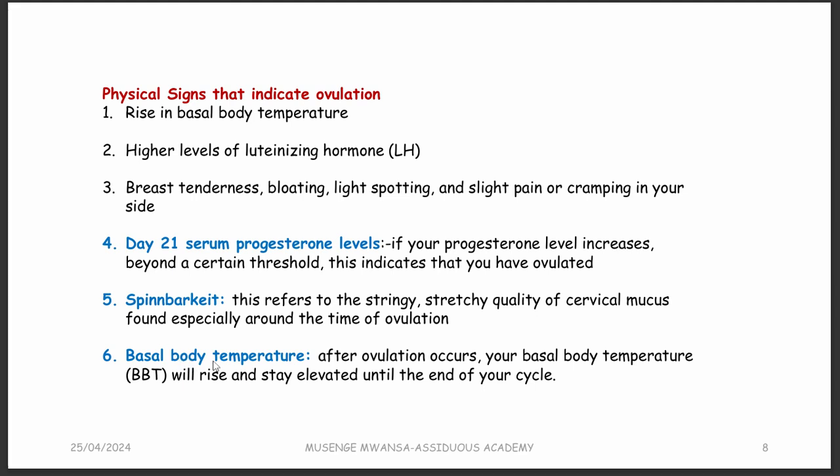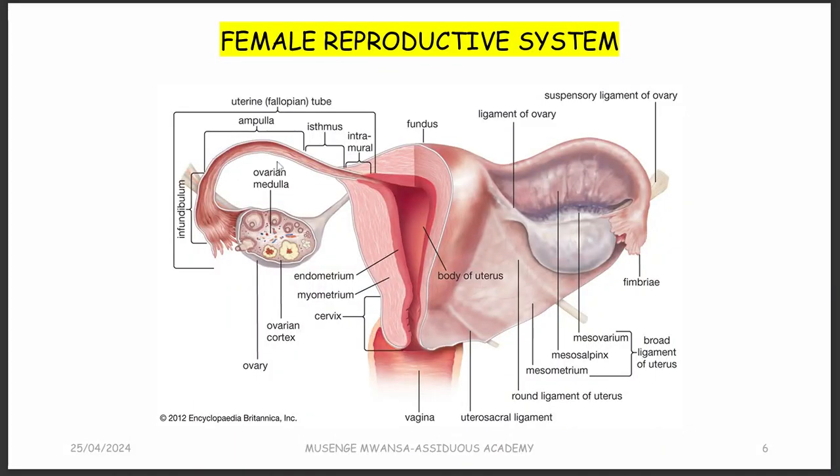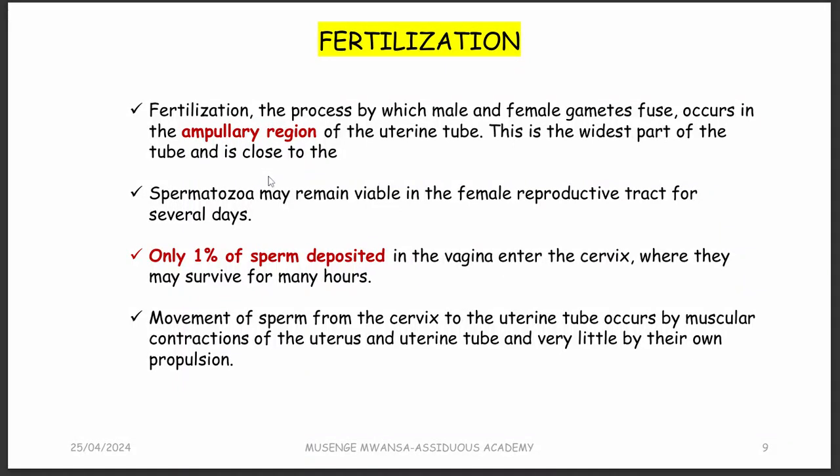We've also talked about the basal body temperature. Okay, so take note of this. Now fertilization. Fertilization is most likely to happen in the ampullary region. The ampulla, this region here, is very long and it is also not that thin. That is the region where fertilization is more likely to happen. It's the widest part of the tube, and it is close to where the egg is coming from, not really far.